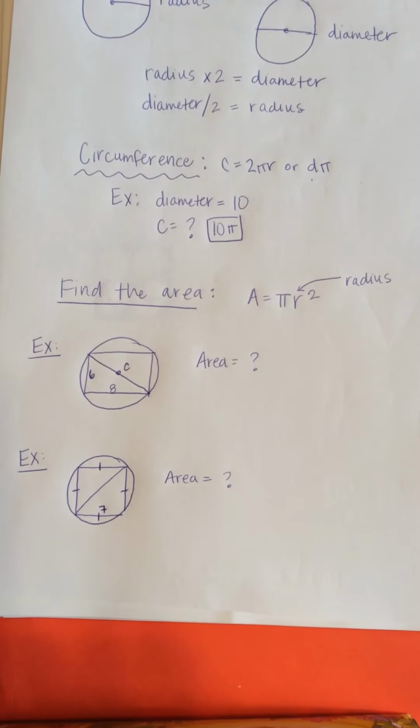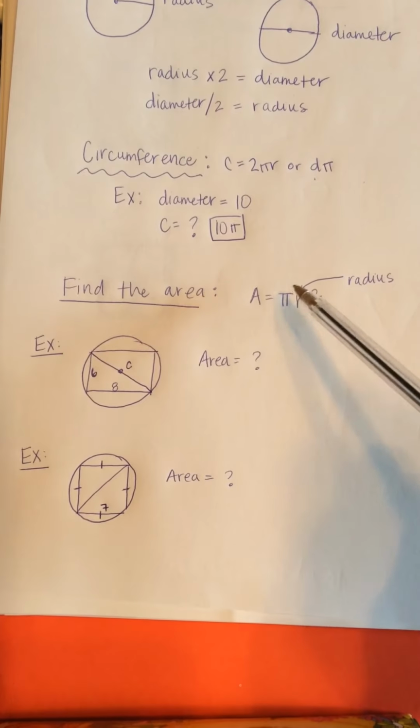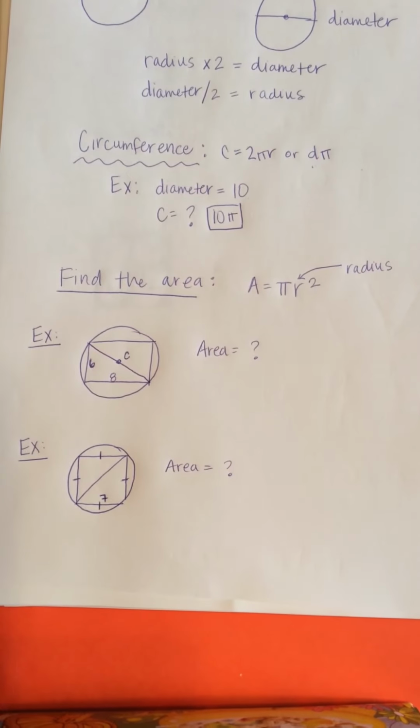Okay, next portion of your review is all about area. So remember, your area formula is pi r squared. Your r is your radius. So you'll have different types of area problems.